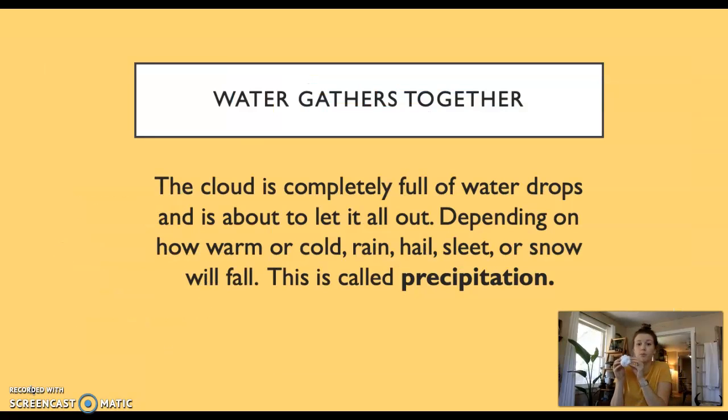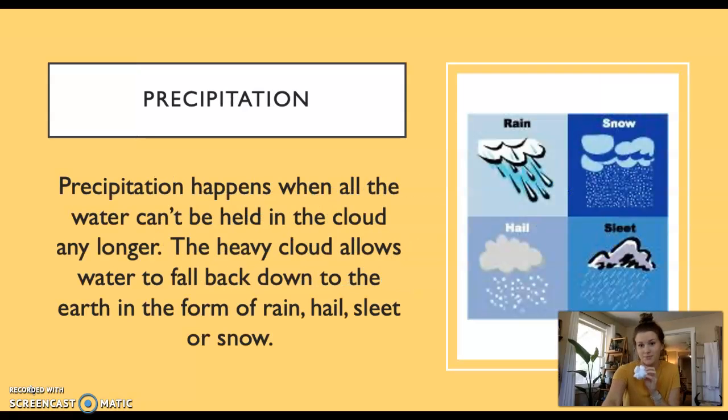All of the water droplets gather together and the cloud is completely full of those little water droplets and it's about to let it all spill out. Depending on the temperature, how warm or cold it is, all of that water can come out of the cloud either in rain, hail, sleet, or snow. It'll fall back down, and that's called precipitation. Precipitation. Those are big words.